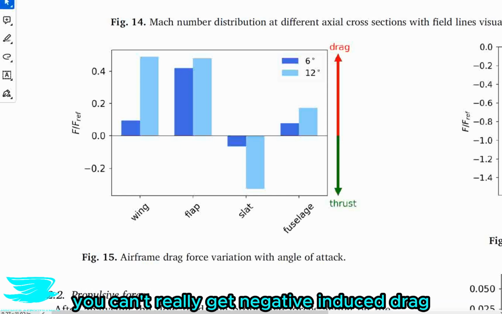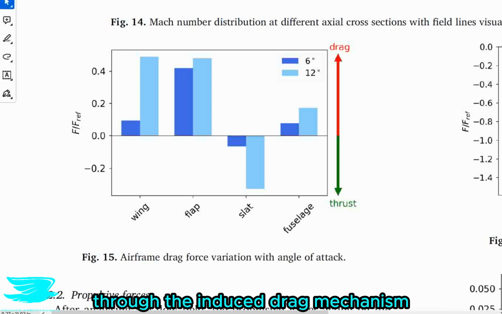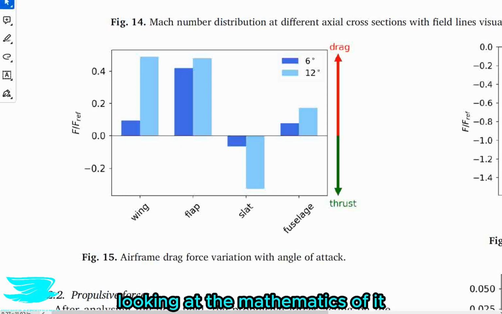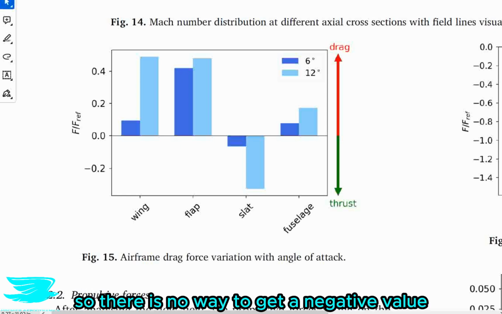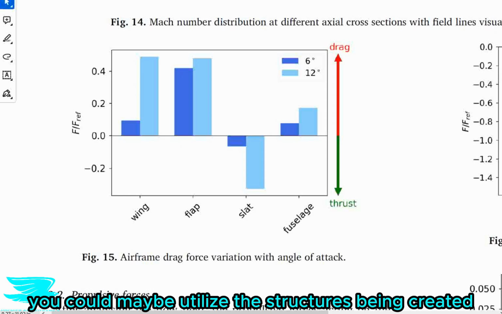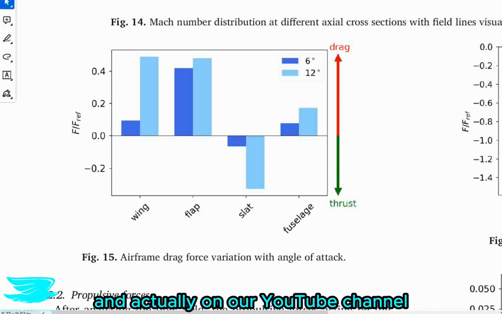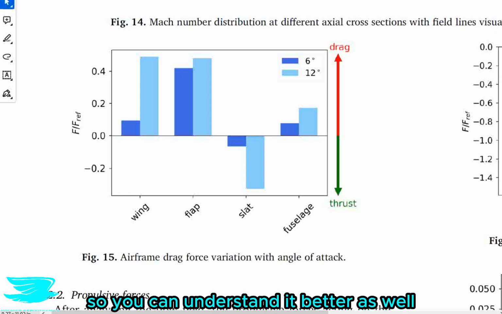So for any passive object, you can't really get negative induced drag. In other words, you can't really produce thrust through the induced drag mechanism. Whenever you have that mechanism, it will always produce induced drag. Looking at the mathematics of it, induced drag is to do with how quickly the lift tapers off as you reach the wing tip. So there is no way to get a negative value and hence produce thrust. If you really try, I guess you could maybe utilize the structures being created and then create some sort of thrust out of them. But at its core, induced drag is always a drag. And on our YouTube channel, if you go to a video called Aero Fundamentals number 30, Induced Drag Explained, I go through this type of drag so you can understand it better as well.